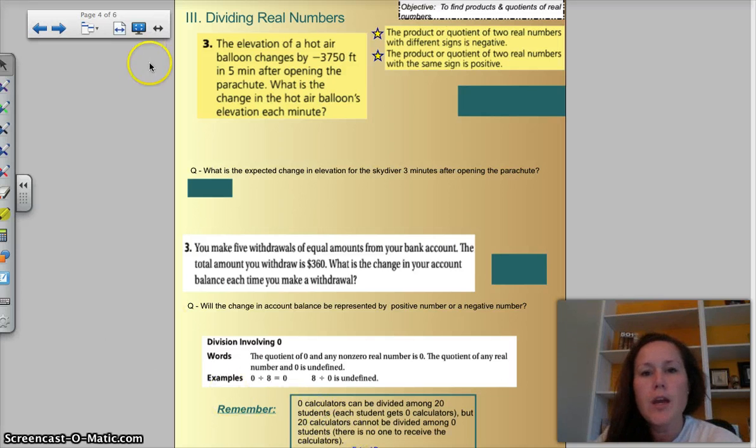You're not going to be able to see it. All right, so dividing real numbers. Let's look at number 3. I've got my rules right here in case we need them.